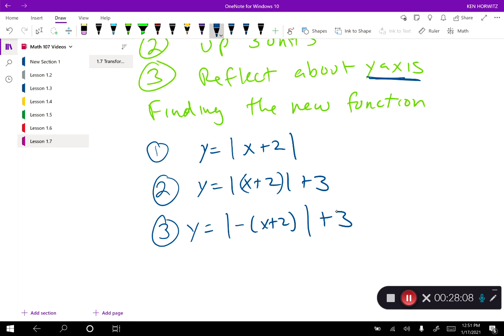Now, there is also a possibility that I could ask you to graph that function. I'm not asking you that right now. Just finding the function for now is enough.